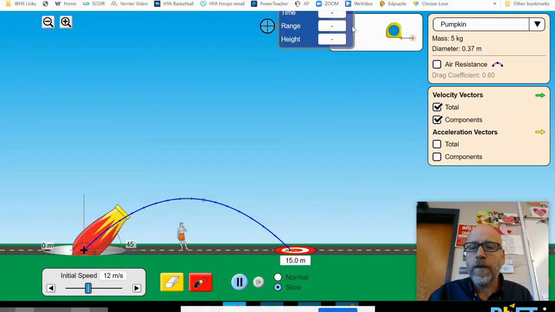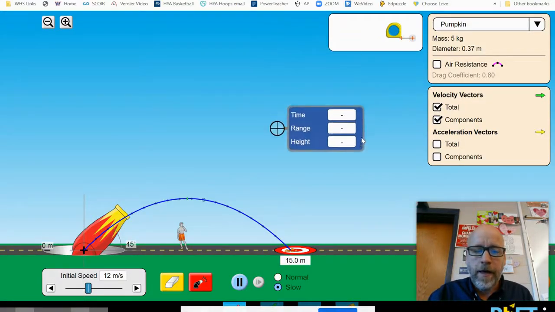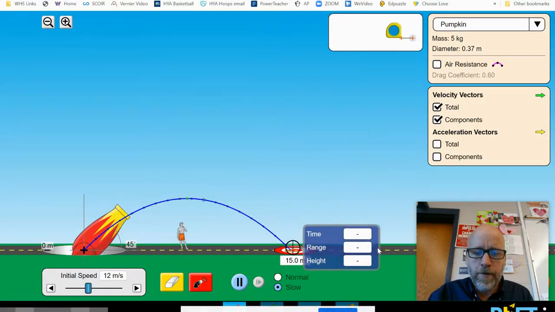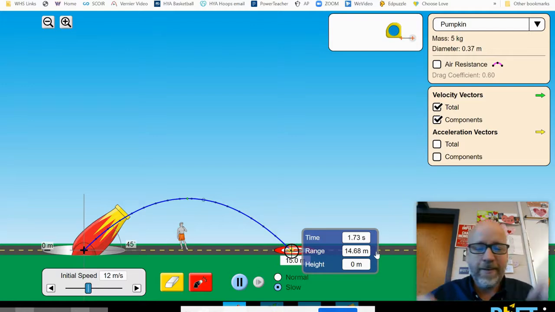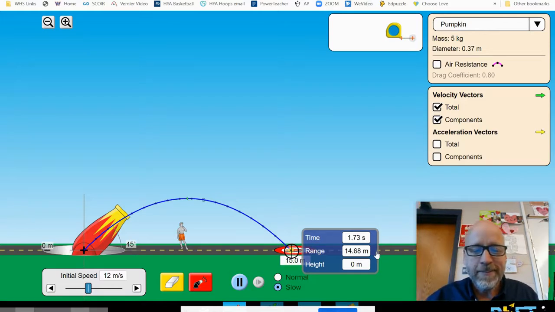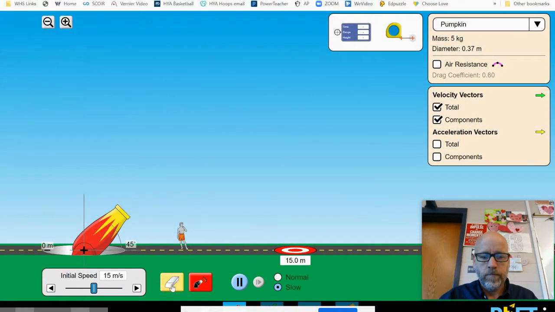If I use this range finder and I put it right where it hit, what do I get? Plus or minus there, I get 14.68 meters. Gosh, that's close. Nice job, PhET. Yeah, that was pretty easy.